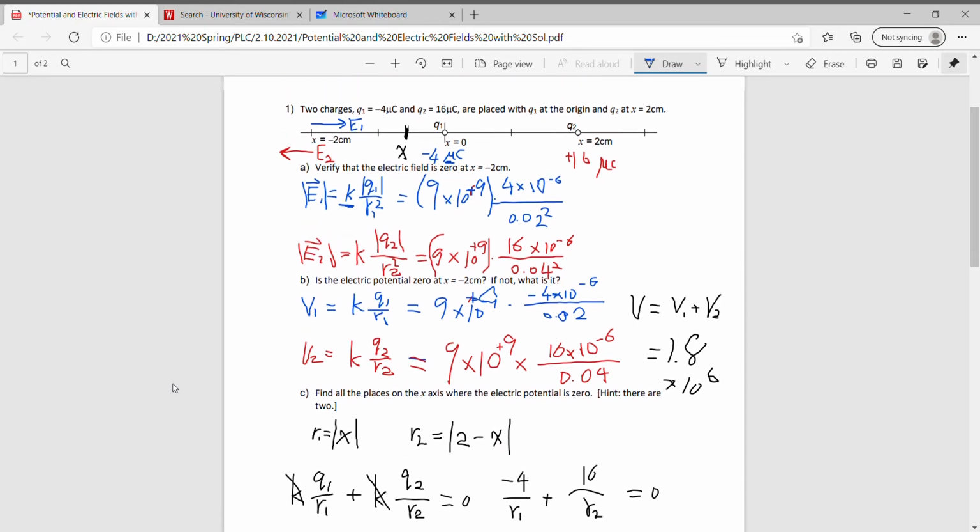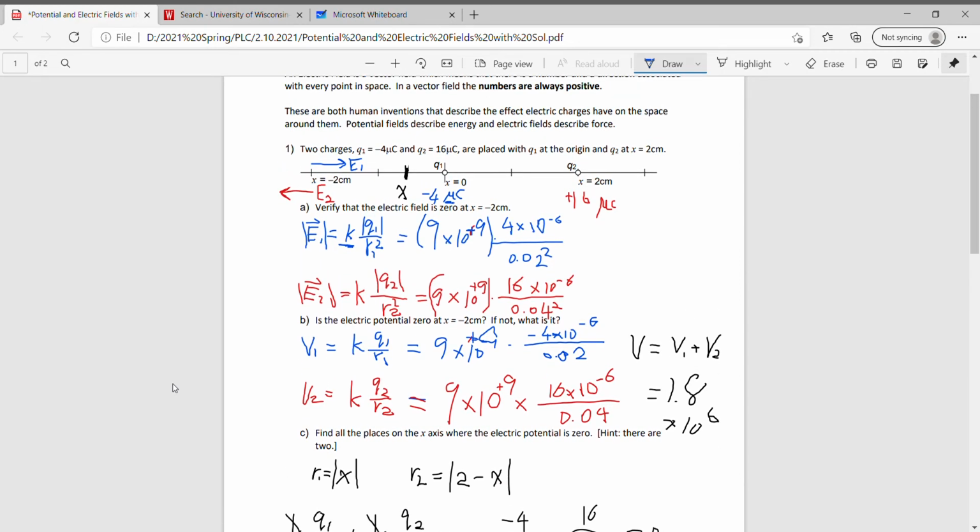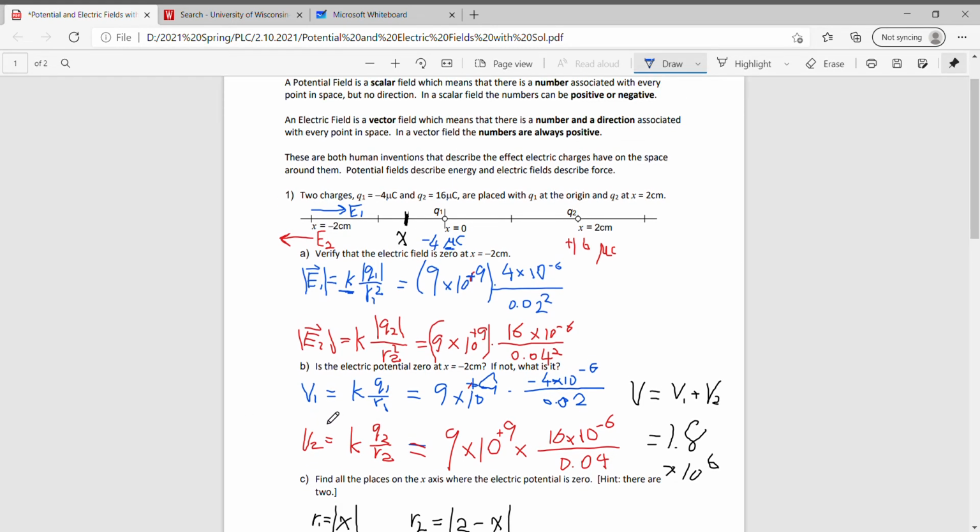Okay, so let's move on to the second question. Is the electric potential 0 at x equals 2 centimeters? If not, what is it? For potential, we use this equation: V1 equals K times Q1 over R1. Here we have no absolute value because we have to insert the sign of the charge. And also V2 equals K times Q2 over R2. But the denominator R has to be an absolute positive value, which means the distance has to be positive.